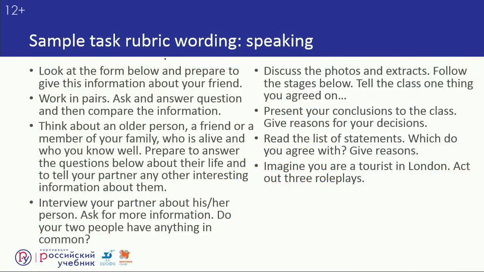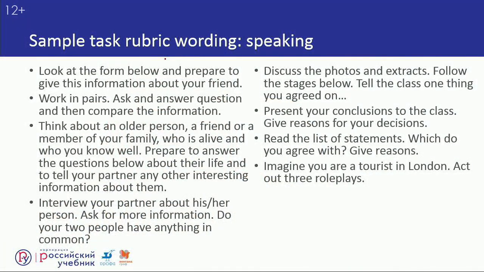Speaking. Speaking is the wordiest task rubric genre, because according to our research, both in books designed by non-native speakers of English and in the books designed by the native speakers of English, the task rubrics that involve speaking have the most words. So here are some examples. Look at the form below and prepare to give this information about your friend. This is when we have certain questions. Work in pairs, ask and answer questions. I think there is a typo there. It must be questions. And then compare the information. I'll correct this typo right away.